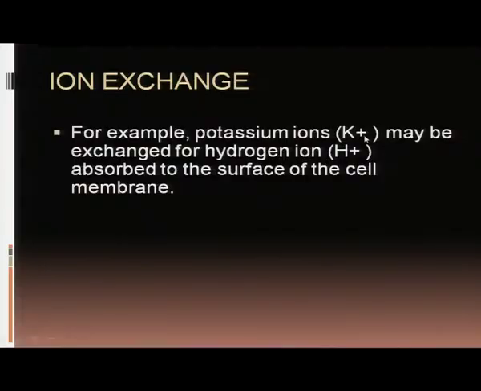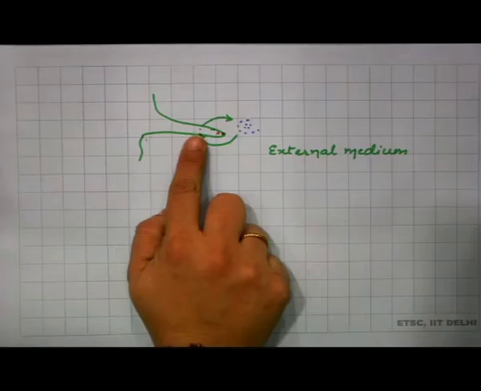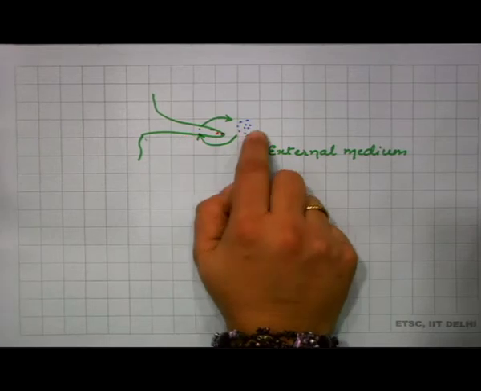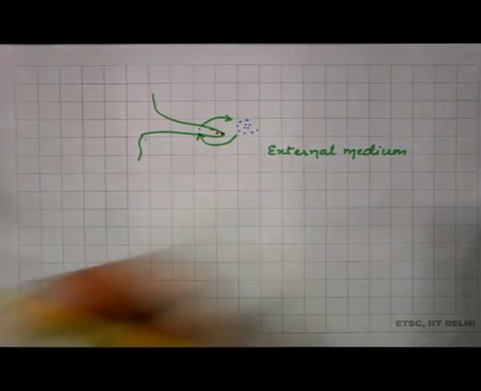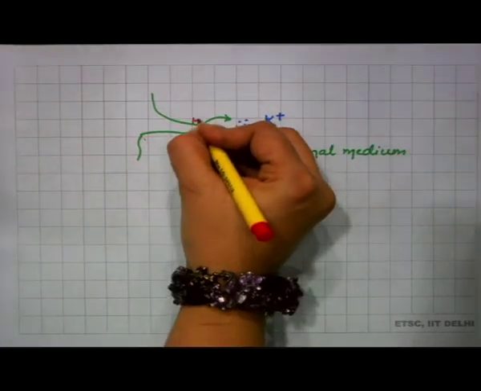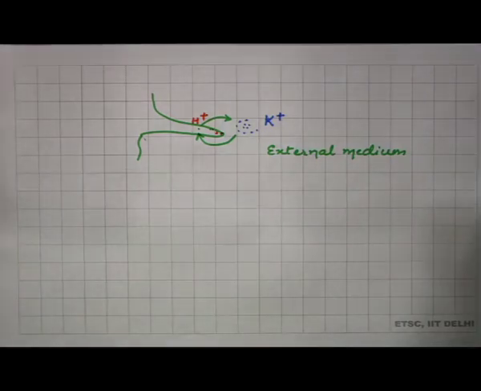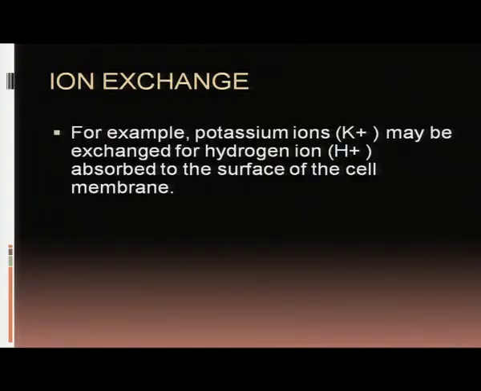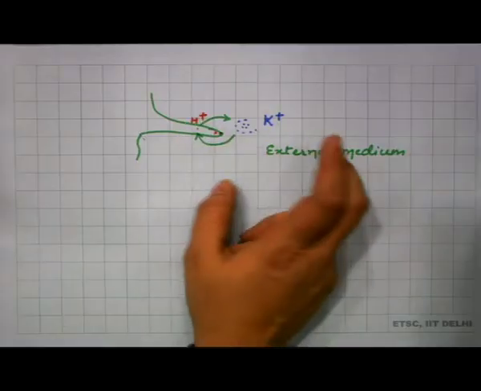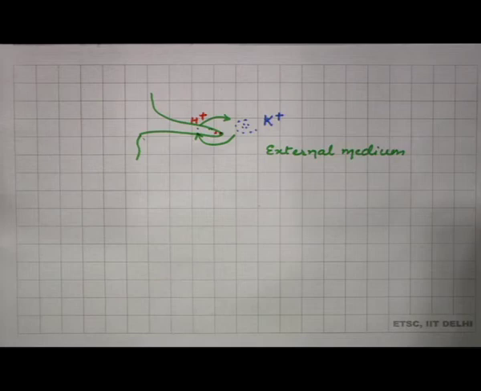For example, potassium ions may be exchanged for hydrogen ions absorbed to the surface of the cell membrane. Suppose hydrogen ions are present on the surface of the cell membrane and potassium ions are present outside, then hydrogen ions can be exchanged for the potassium ions. This will help in uptake of potassium ions into the plant. In the same way, anions could exchange with hydroxyl ions. So, the positive ions will be exchanged with positive ions and negative ions will be exchanged with negative ions only.